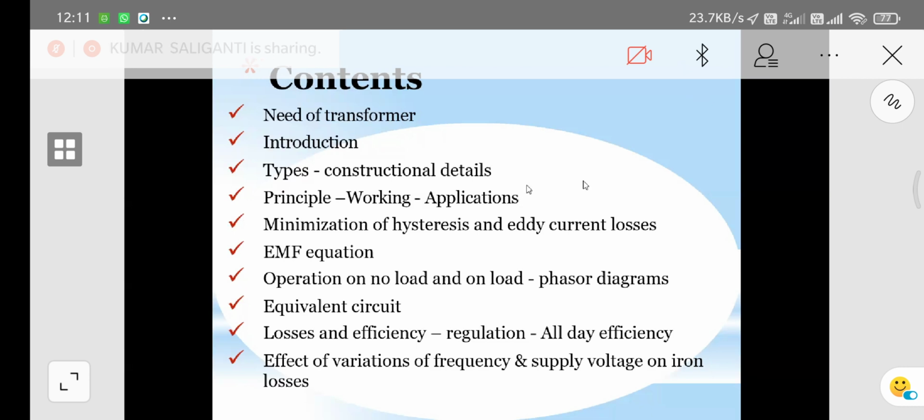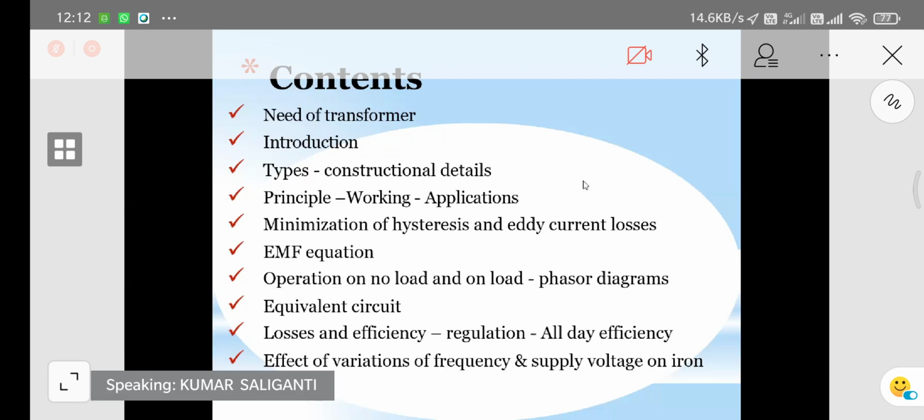So this is the need of transformer. Coming to the introduction, the need of transformer is where it is used, like in particular applications. So what about the introduction here? In that introduction, what type of transformer is it? Either it is a rotating transformer or a static device. What about the other basic concepts of transformer generally?